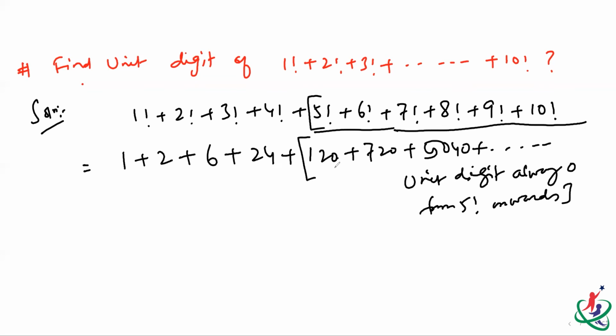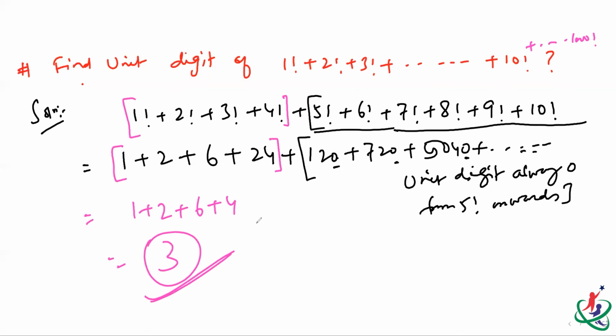Do you get any change if you add 0 any number of times? If you add 0 n number of times you will still get 0. It doesn't change. So no matter how big the question is, you only have to calculate 1 factorial to 4 factorial, that's it. Even if I extend this question to 1000 factorial, it doesn't change the answer. The answer would remain the same from 1 to 24. So add the unit digits 1 plus 2 plus 6 plus 4. That will ultimately give you 3 as the unit digit.